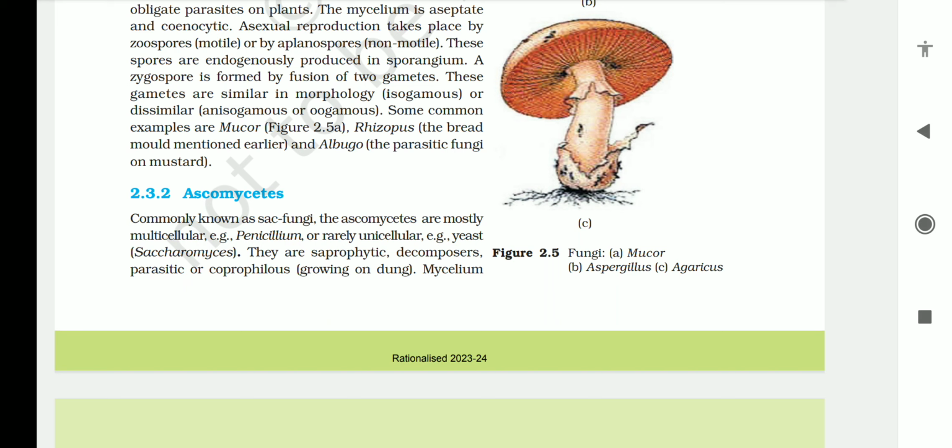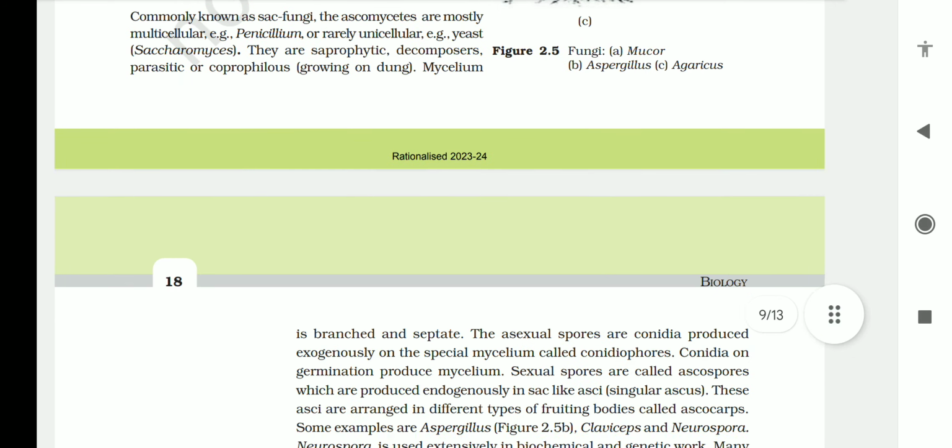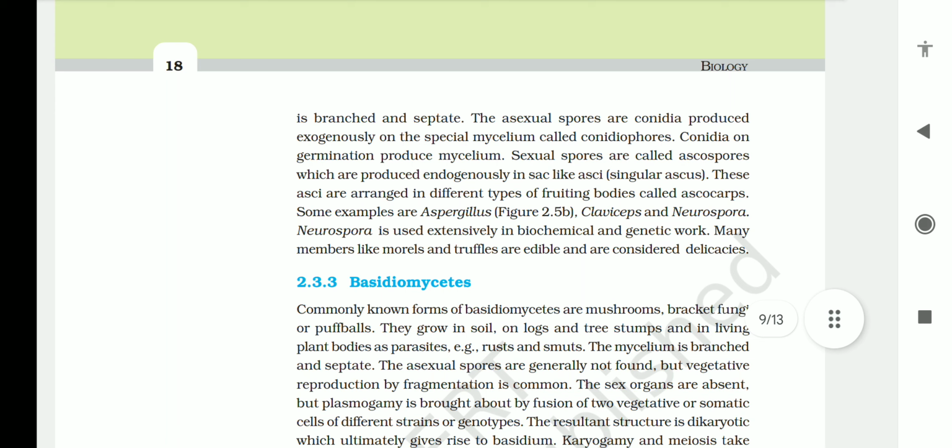They are saprophytic, decomposers, parasitic, or coprophilous, that is growing on dung. Mycelium is branched and septate. The asexual spores are conidia, produced exogenously on the special mycelium called conidiophores. Conidia on germination produce mycelium. Sexual spores are called ascospores, which are produced endogenously in sac-like asci, singular ascus. These asci are arranged in different types of fruiting bodies called ascocarps.